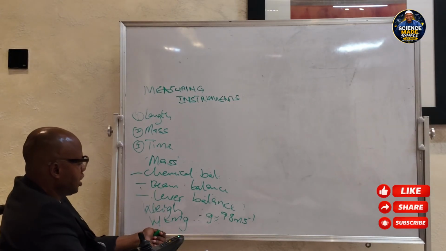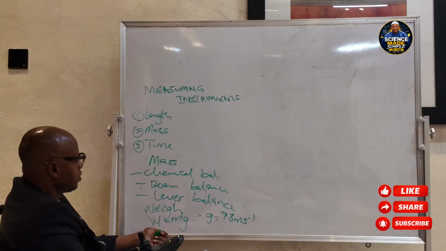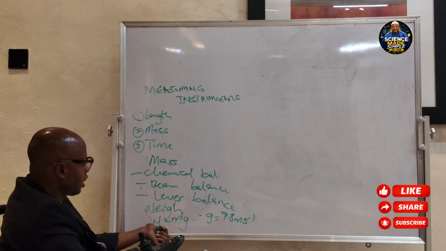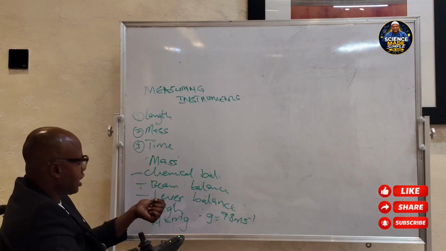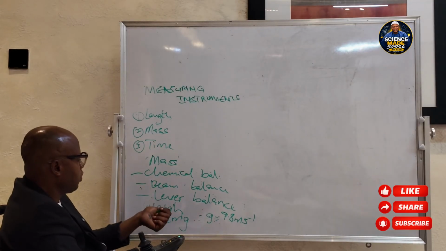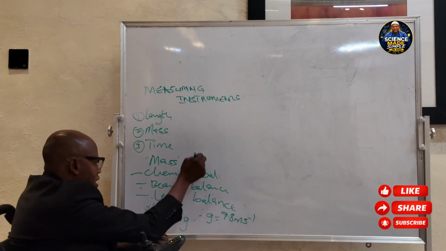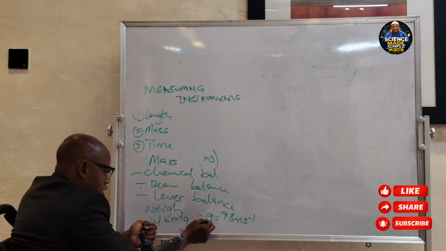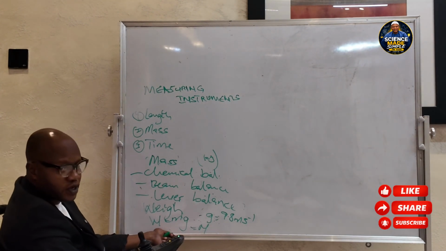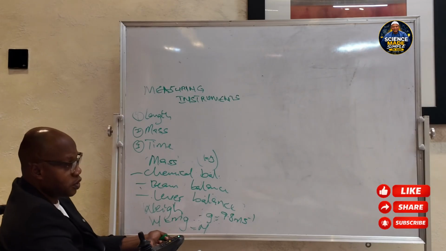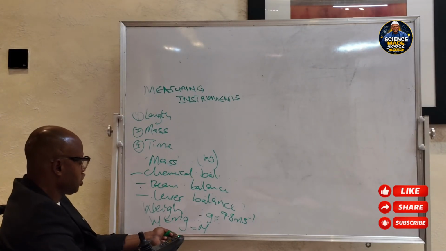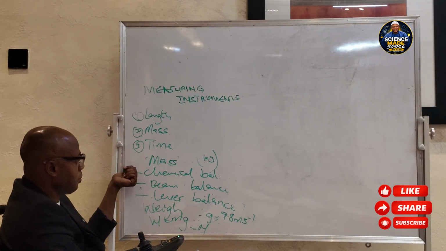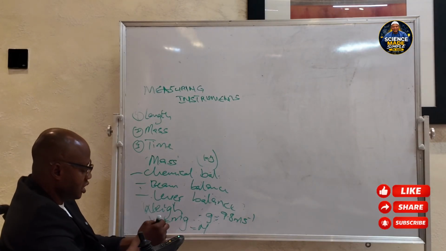Weight is measured by spring balance. Weight varies from one region to another, while mass is constant throughout the universe. The unit for the mass is kilogram, while the unit for the weight is Newton. I told you weight is the force acting on the body as a result of the gravitational pull of the earth. So weight is force. Mass is the quantity of matter in the object.